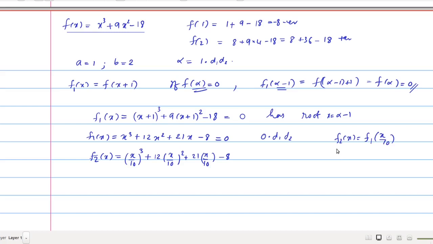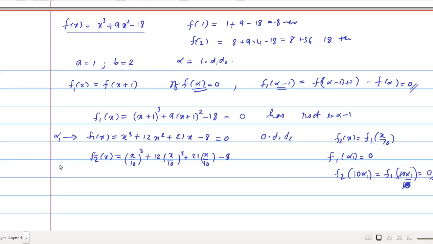Okay, so if this alpha 1 is a 0 of this, we can write f1 of alpha 1 equal to 0. Therefore f2 of 10 alpha 1, what is f2 of 10 alpha 1? It is f1 of, replace this x by 10 alpha 1, 10 alpha 1 by 10, which is equal to f1 of alpha 1, cancelling this 10, which is equal to 0.